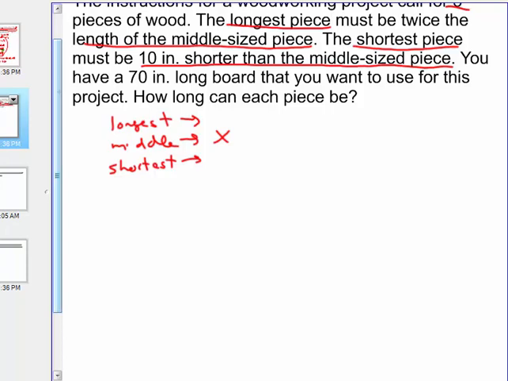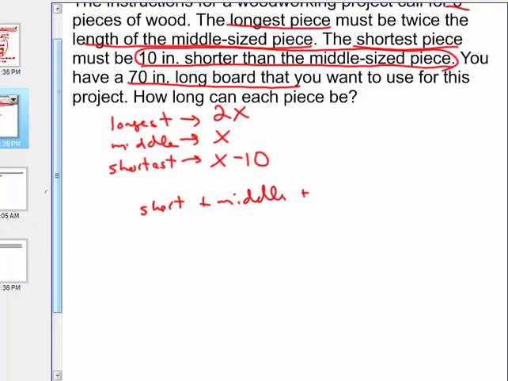So the longest piece, okay, it says twice the length of the middle. Well, the middle is x, and twice that length is 2 times x. The shortest piece is 10 inches shorter than the middle. 10 inches shorter, so it's smaller. So I take my middle piece and I subtract 10: x minus 10. Now it says that you have a 70-inch long board that you want to use. So the total is 70 inches. The longest plus the middle piece plus the shortest piece will give you 70 inches.